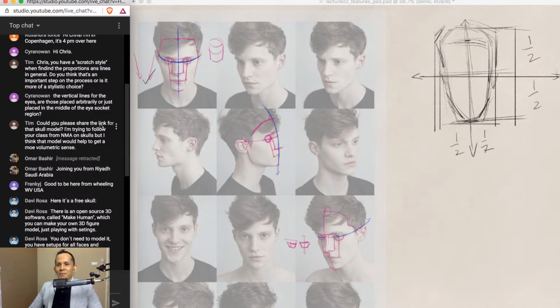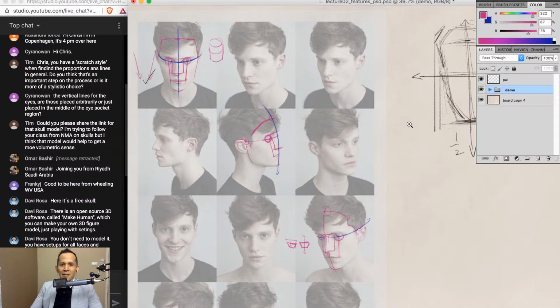Yeah, in Photoshop, it's a little bit uncomfortable for me. I draw a lot. I have a lot more control on real paper. I don't do it by choice. But yeah, I do sketch. I do this a lot.